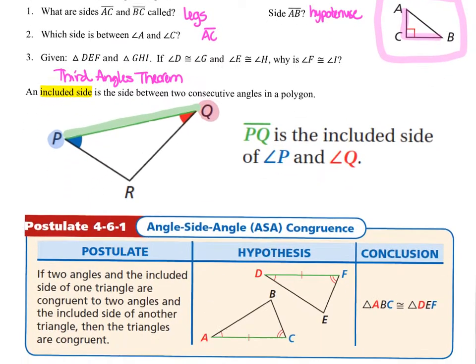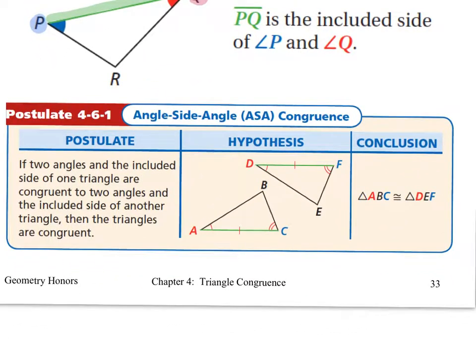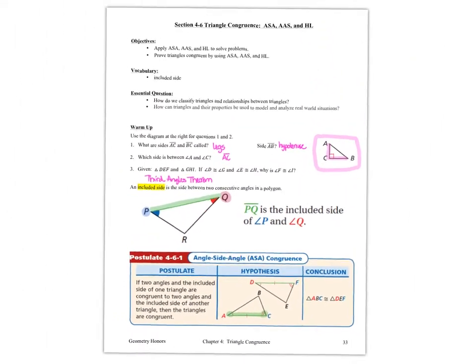That brings us to our postulate, the Angle-Side-Angle Postulate of congruence, and it reads, if two angles and the included side of one triangle are congruent to two angles and the included side of another triangle, then the triangles are congruent. Remember that we're trying to prove triangle congruence in several different ways, and this shows that we need to have the angle, the other angle, and the included side. So let's take a look at an example.